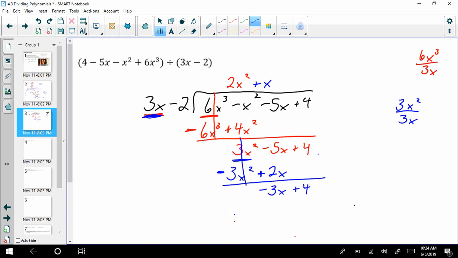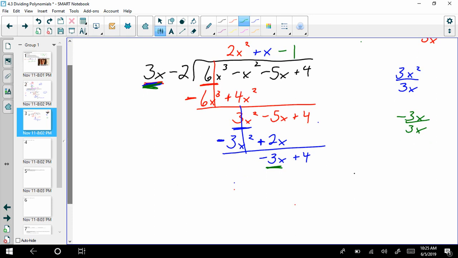And I'm going to bring down the plus 4. And we're going to go again. So I'm going to take the leading term, 3x, and the leading term, negative 3x, and let's divide them. So negative 3x divided by 3x. What would be left? Should be a negative 1. And now we're going to multiply the negative 1 back through. So negative 1 times 3x, negative 1 times negative 2.